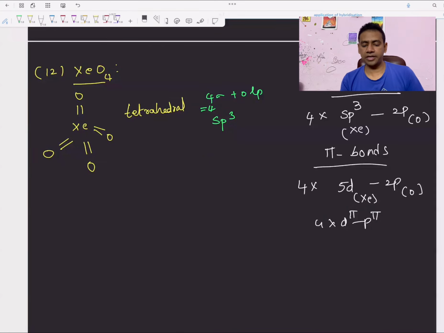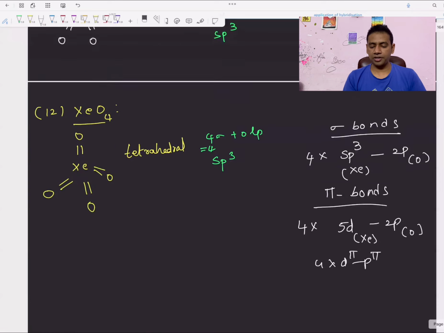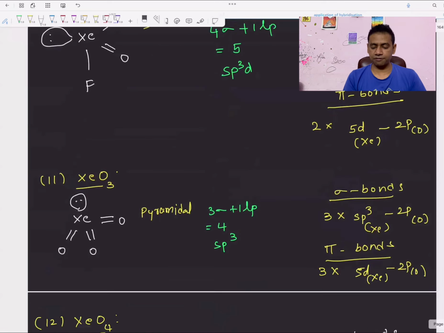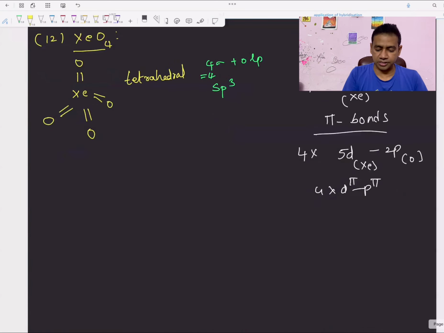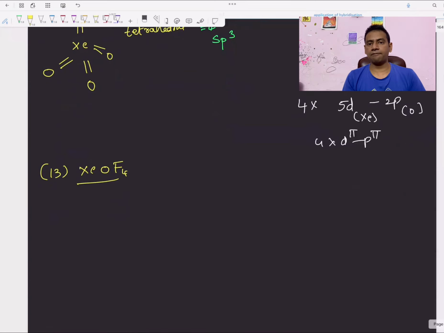Till now we have seen some simple molecules. Now let us make another molecule. Here we have seen XeO2F2. Now let us make one more molecule. Then we take some other complex systems. Now let us take XeOF4. Let us take XeOF4.